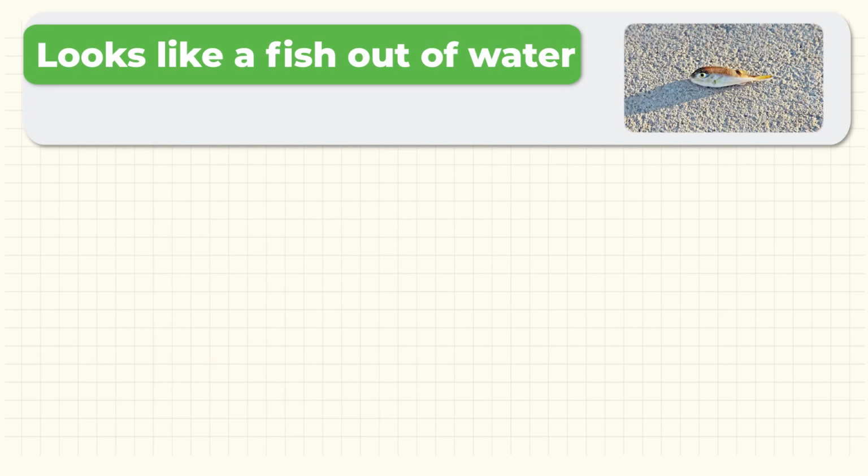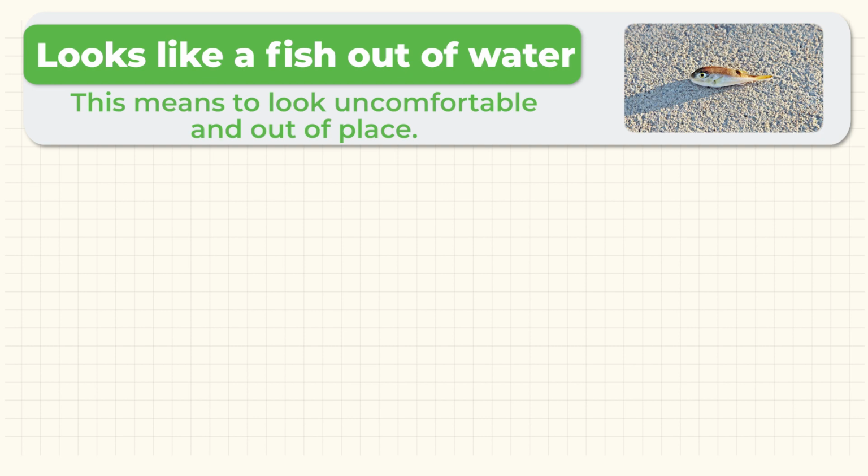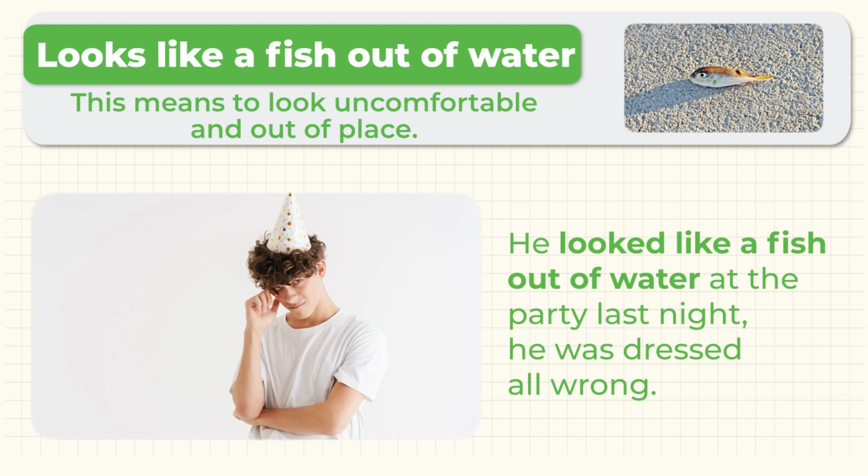Looks like a fish out of water. This means to look uncomfortable and out of place. He looked like a fish out of water at the party last night. He was dressed all wrong.